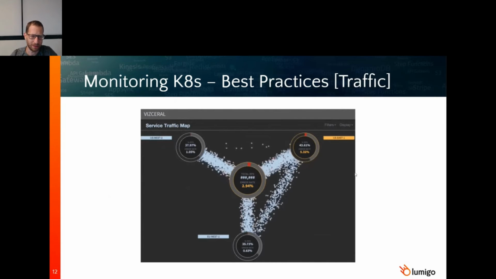Traffic monitoring, this is a great tool I really like. It's an open source tool, visceral, and it visualizes the actual traffic between the different services. This is probably a bit less known, but it's a really nice tool to have, a visualization that really can show you how things are moving in a visual way, and very easy to understand in bigger maps where is my problem.